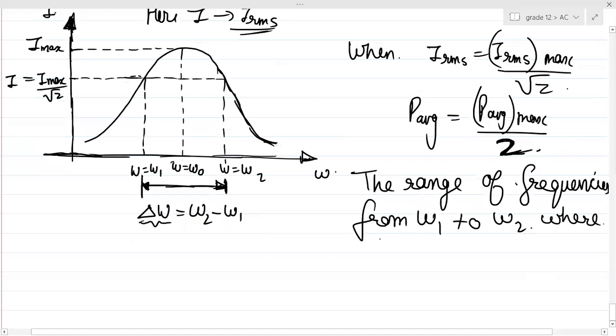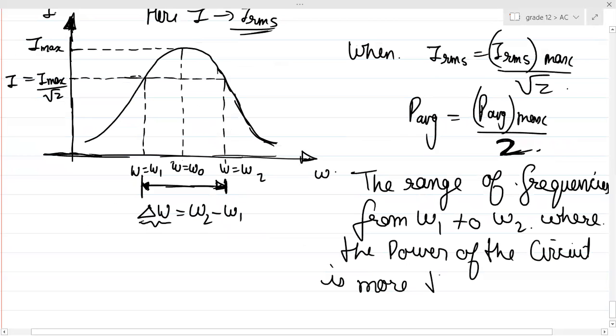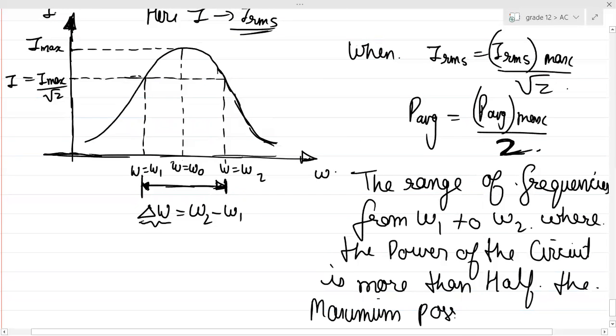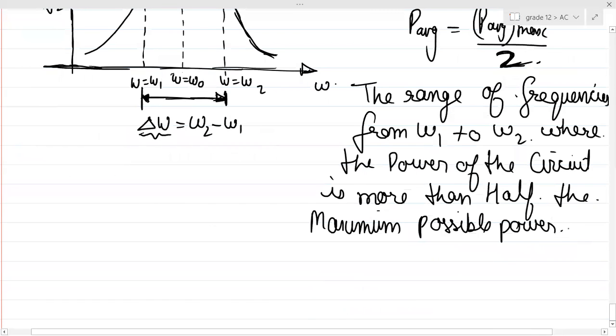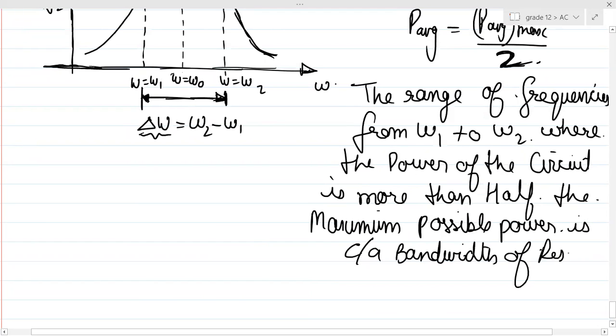where the power of the circuit is more than half the maximum possible power. And when is the maximum possible power, guys? The maximum possible power is at omega equals omega naught. This is called the bandwidth of a resonance circuit. Is this clear?